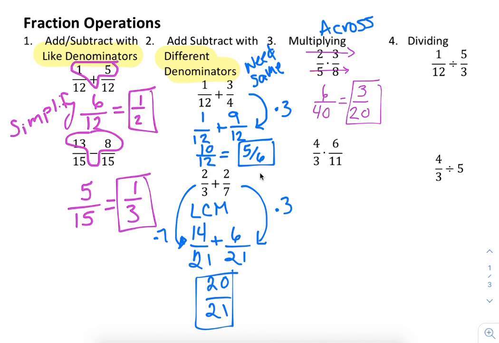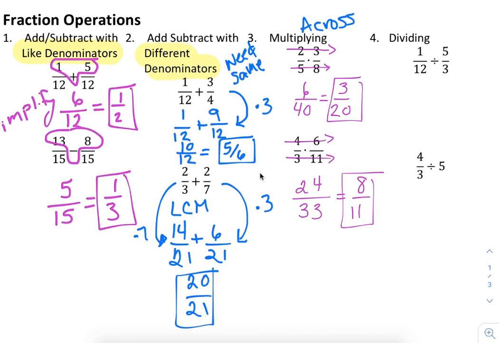All right, let's try the next one. Multiplication. I don't need a common denominator. I'm going to go straight across. 4 times 6 is 24. 3 times 11 is 33. The only numbers that go into 33 are 3 and 11, so I notice I can take a 3 out of both. It's going to take me down to 8 over 11, and that would be my final answer, okay?